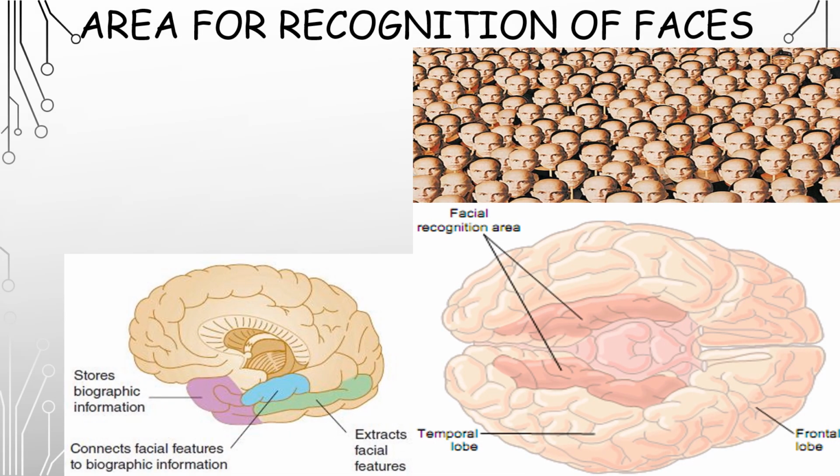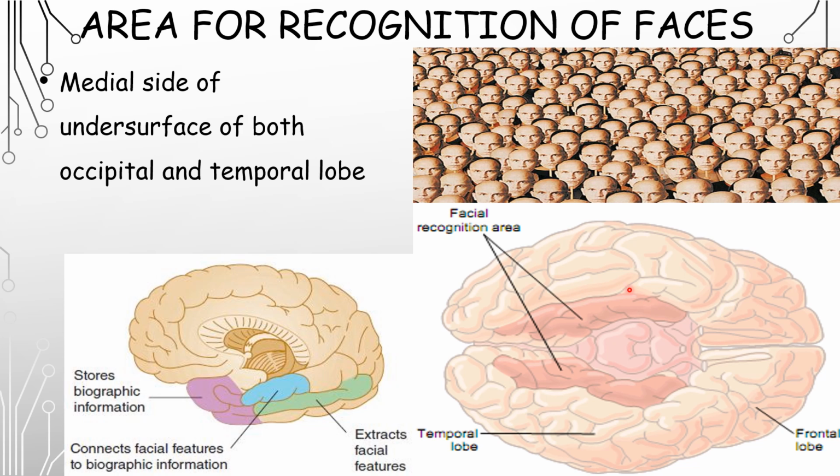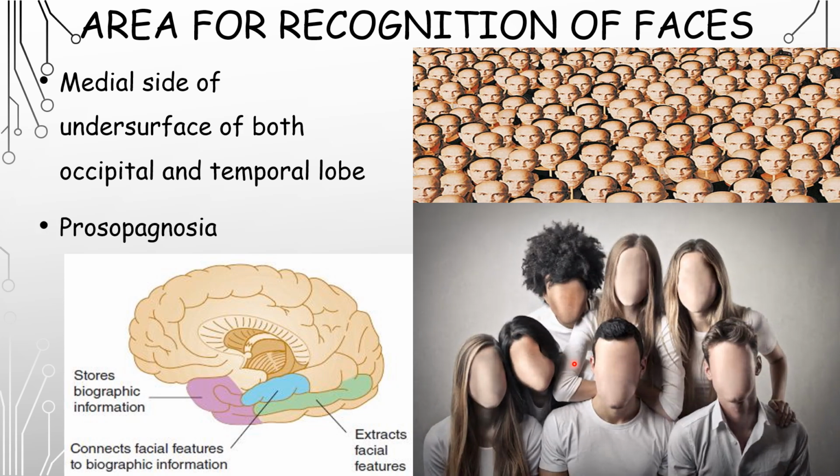Area for recognition of the faces. So there is a specific area in the brain which can remember the faces, to store the faces. That is the medial side of the underface of both the occipital and the temporal lobe. Here it is. If there is any lesion over the facial recognition area, then the people will find it difficult to remember the faces. So it is called prosopagnosia.